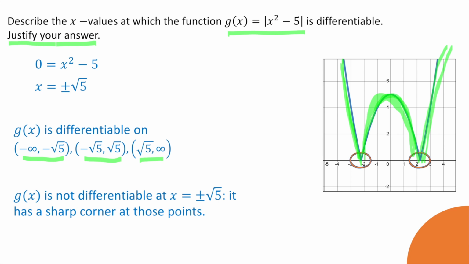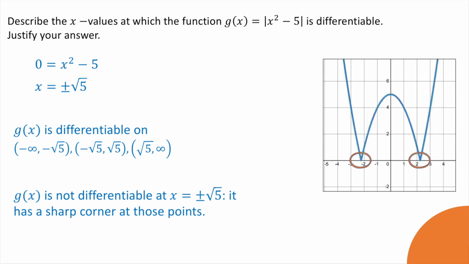g of x is not differentiable at x equals plus or minus the square root of 5. It has a sharp corner at these points. I'm the only one that says doink doink, so don't use that as an actual justification, please.